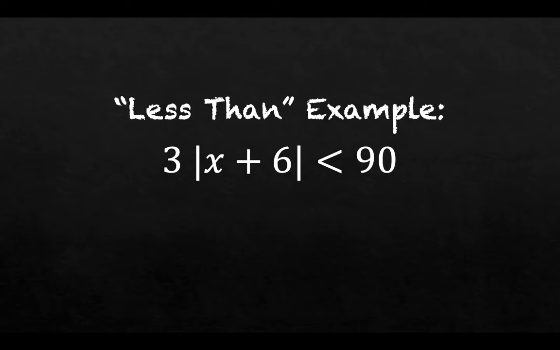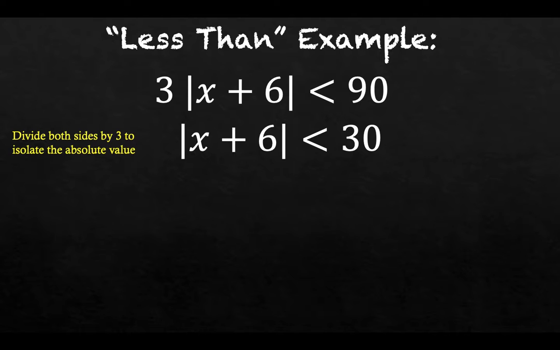All right, so here's our first example. So this is a less than example. So this is 3 times the absolute value of x plus 6 is less than 90. So if you want to stop the video for a second and work this out, and then you can check it in a second and see if you got it right. Okay, I hope you started this one by dividing both sides of this inequality by 3. Doing that eliminates the 3 from the left side, and 90 divided by 3 is 30.